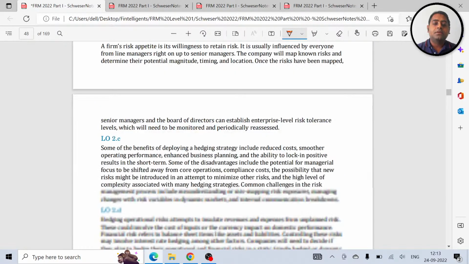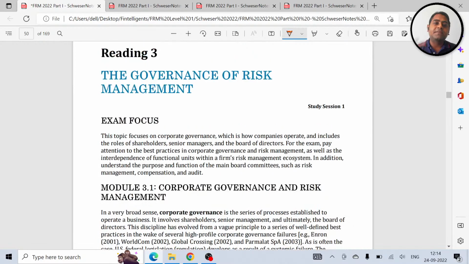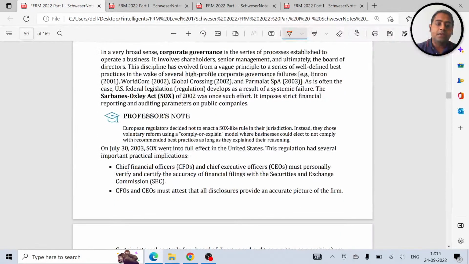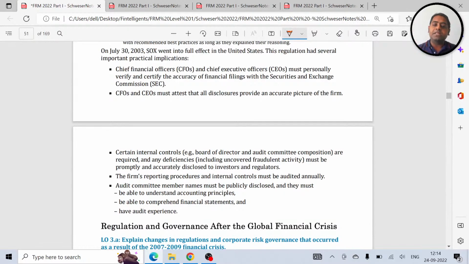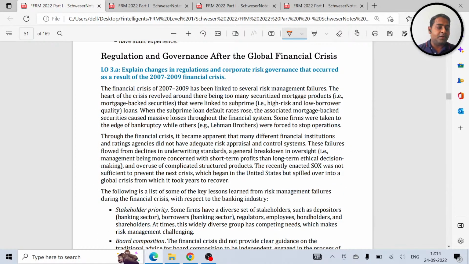Next, I'm going to move towards the third chapter, which is the governance of risk management. Previously, this chapter was very small. Now it has increased in size. They have increased it because of the corporate governance logic implemented heavily in the banks. So the starting part is more or less theoretical.